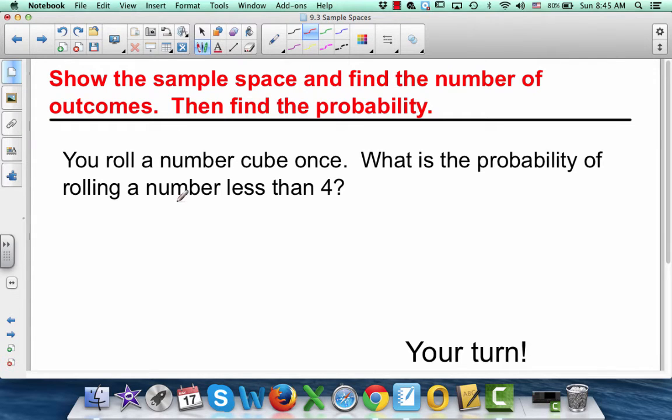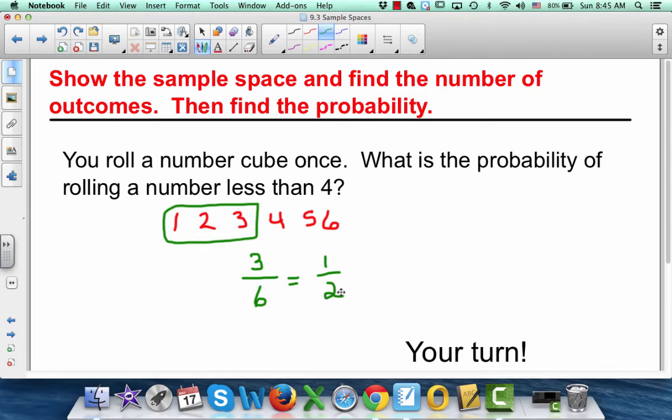Okay, so the possible outcomes in the sample space are 1, 2, 3, 4, 5, and 6. And the numbers less than 4 do not include 4, okay? Numbers less than 4 are 1, 2, and 3. So that's 3 numbers out of 6, which gives you 1 out of 2 as the probability of rolling a number less than 4.